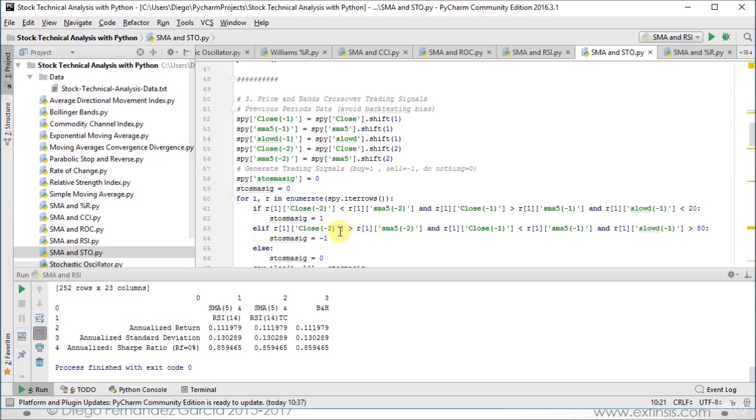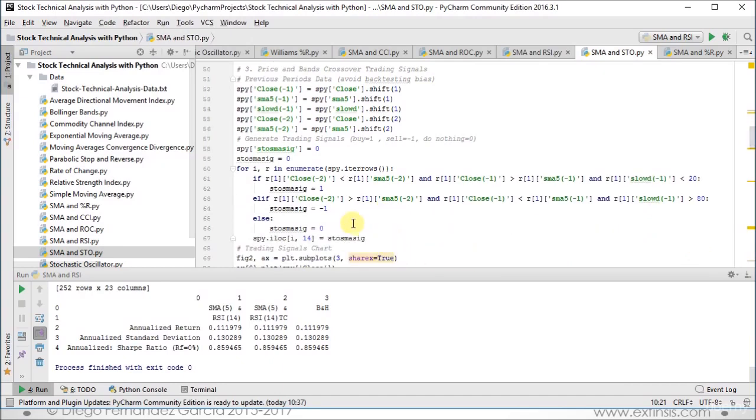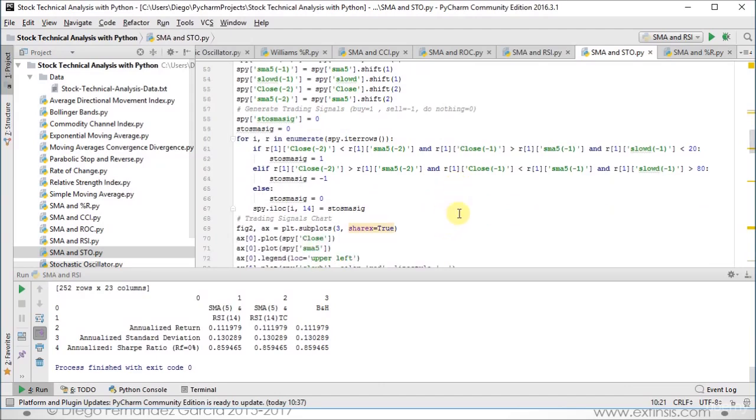If not, we have the second conditional, or elif nested if, in which we ask if our second previous period close price was greater than second previous period simple moving average, and previous period's close price was less than previous period simple moving average, and this is confirmed by our slow D or slow stochastic oscillator of previous periods being above 80. Then we have -1, which is that sell signal, and if not, we have 0, and we update the corresponding data frame. Excellent.